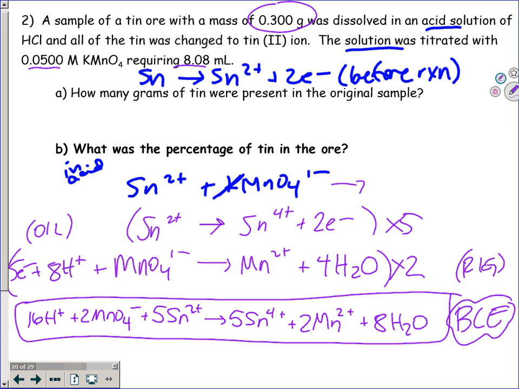You do not need that right now because, as you can maybe read between the lines, it's telling you that not all of the ore is tin. It's like rock and other stuff, and then there's tin in it. So we won't use that number until the very end. But the very first part we have to do is just to get to grams of tin.